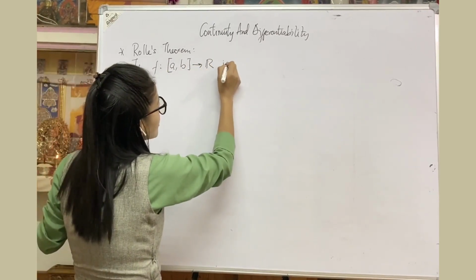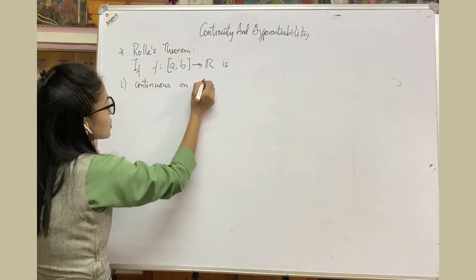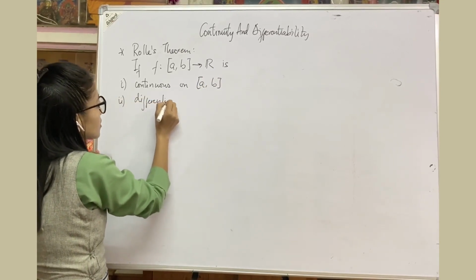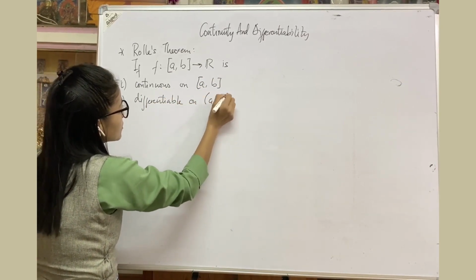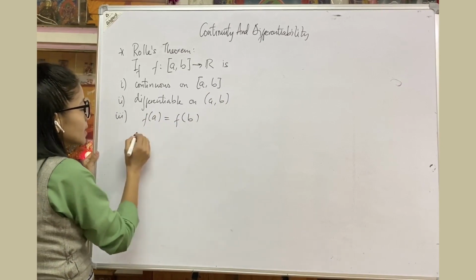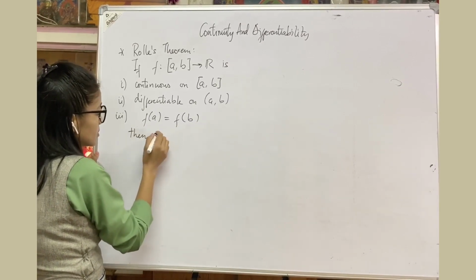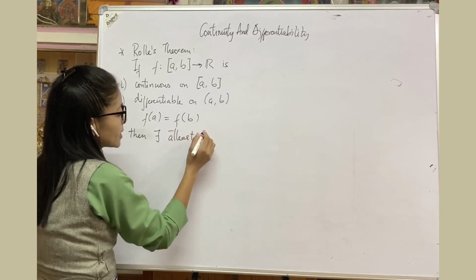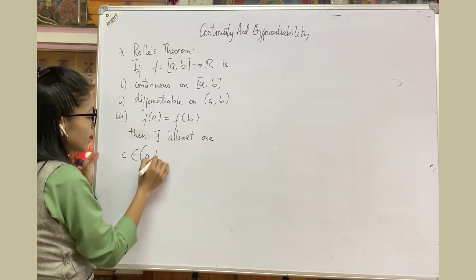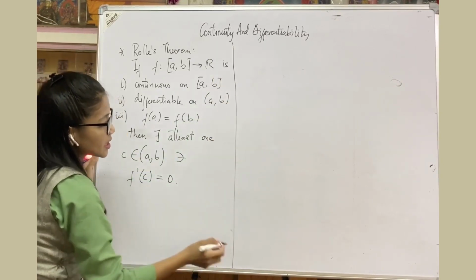If this function is, number one, continuous on closed interval a b, number two, differentiable on open interval a b, and number three, f of a is equal to f of b, then there exists at least one c in the open interval a to b such that f dash c is equal to 0. So this is the statement of this theorem.